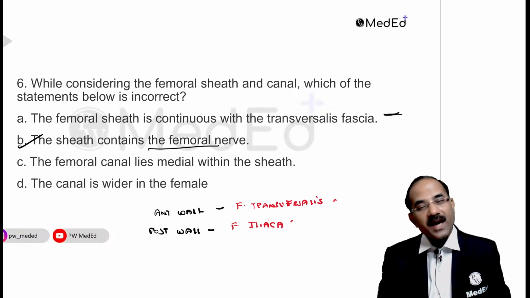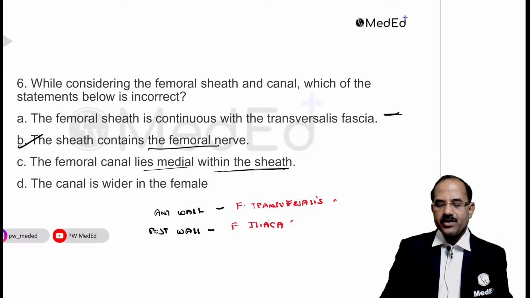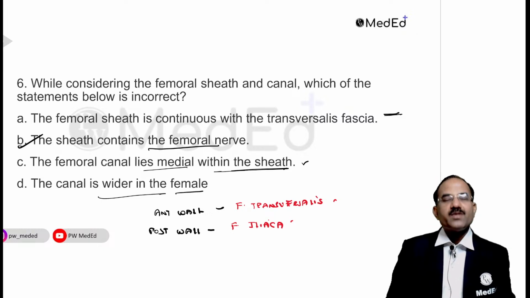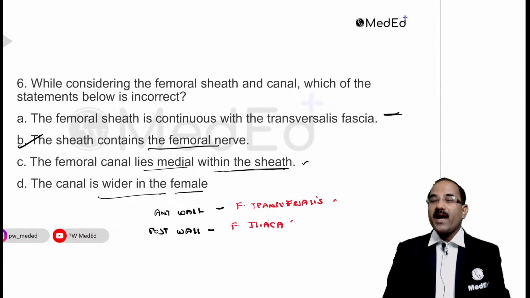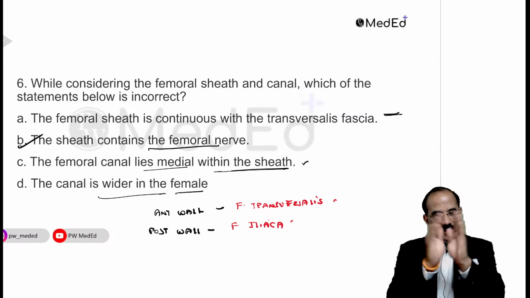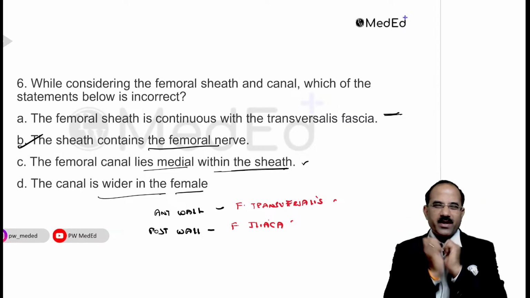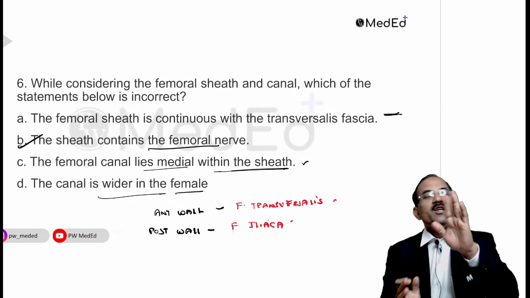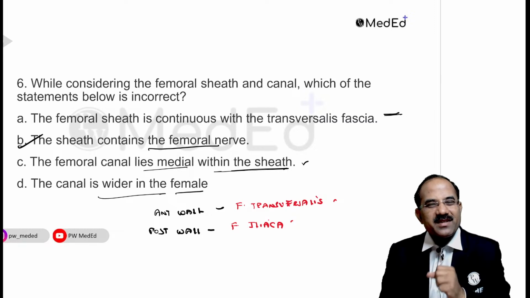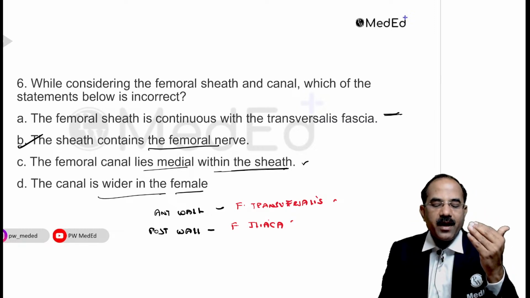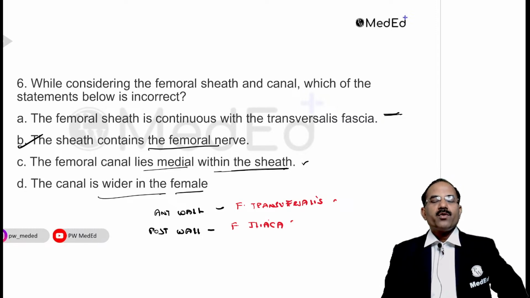Which wall of femoral sheath? Anterior wall of femoral sheath. The femoral canal lies medial within the femoral sheath. Yes. The femoral canal is wider in females. What do you say, students? Right है कि wrong है? The femoral canal is wider in females. Yes. Why? Because the pelvis is wider in females and the blood vessels are small in size. Pelvis wide होता है females में, blood vessels are smaller in size, so automatically the femoral ring becomes wider in females. What is the importance of knowing this? Chances of femoral hernia are more common in females.